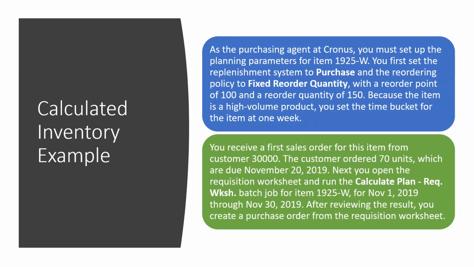First of all, we are going to work with one of our items. I'm going to be the purchaser agent, and I'm going to set up the planning parameters for one item. It is the 1925 W item. Okay, this is just another item that I have selected. Then I'm going to open the replenishment. I'm going to use the replenishment system to purchase, and by looking at one reordering policy that is called fixed reorder quantity. So we are going to jump directly into the use of the system with a reorder point of 100 and a reorder quantity of 150.